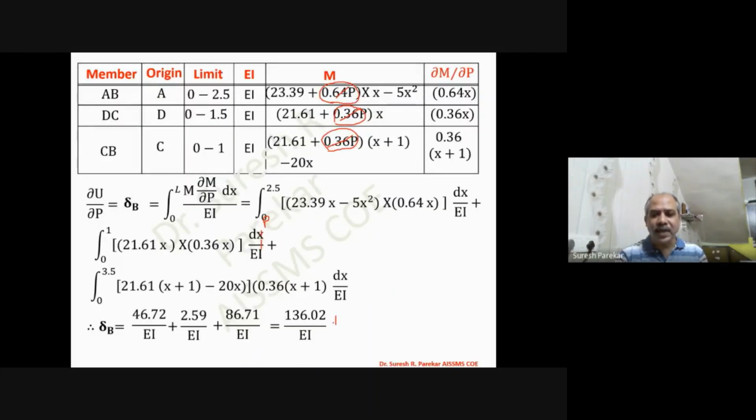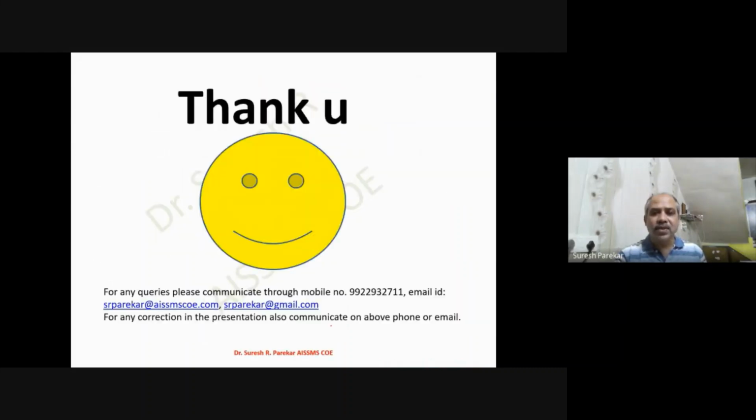Likewise, we have to go with these problems which are related to Castigliano's theorem, and this theorem is also known as the strain energy method. So this is all about Castigliano's theorem, that is the strain energy method. And today we will stop here only.